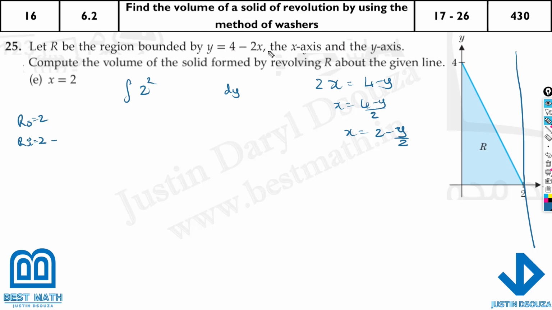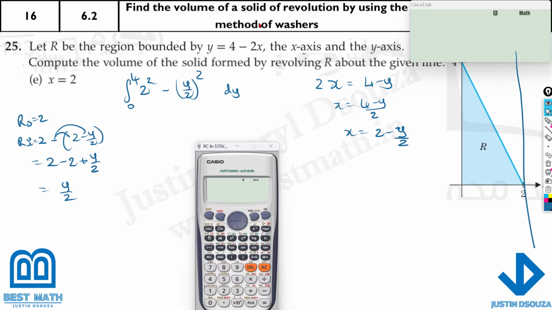Don't write this equation. You have to write in terms of y. So it'll be 2 minus y by 2. So let's multiply this minus sign on both sides. 2 minus 2 plus y by 2, that is equal to y by 2 itself. So it is minus y by 2, the whole square. What are the limits? It's 0 to 4. So that must give us the correct answer.